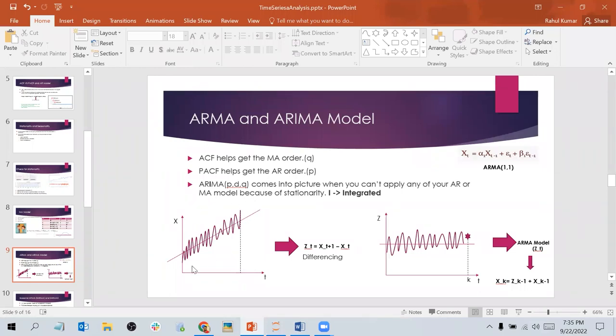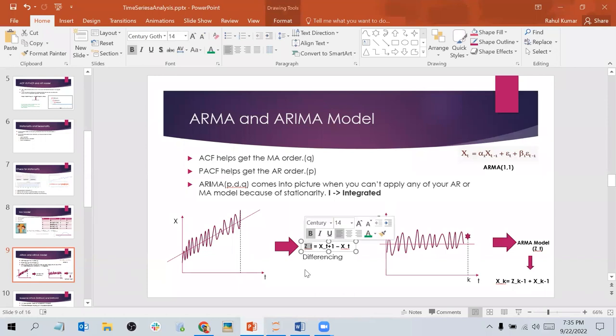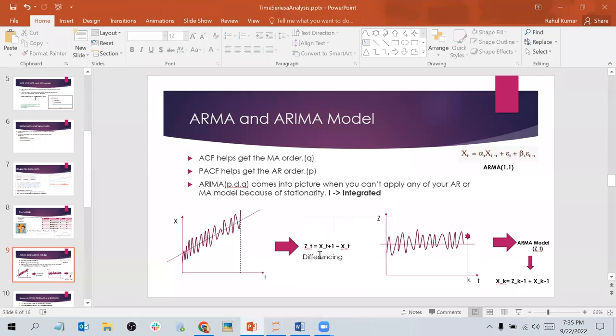If we transform this series by differencing, how do we do it? We calculate a new series, Z of T. How are we calculating? We take X(t+1) and subtract X(t). So we just do this differencing. This is called first order differencing. When we do this differencing, the pattern which is there in this series is going to be preserved.